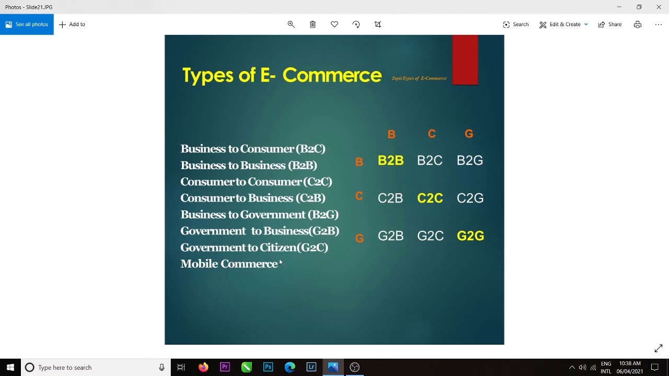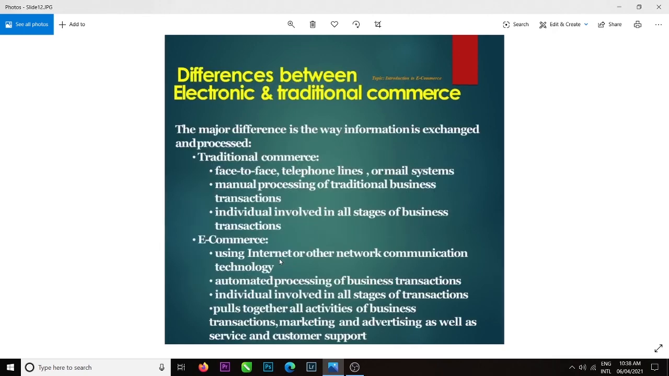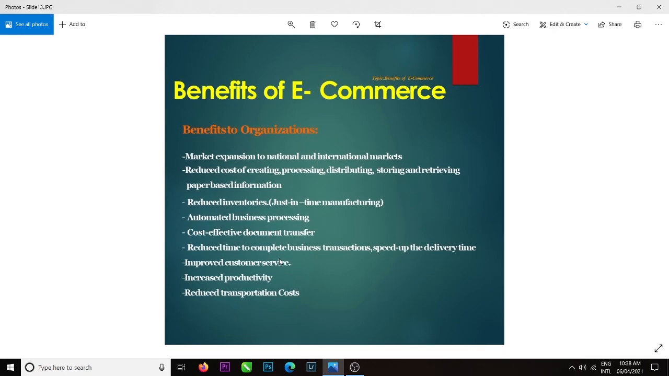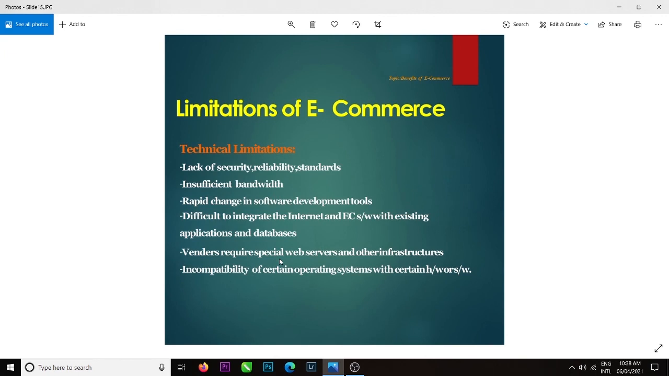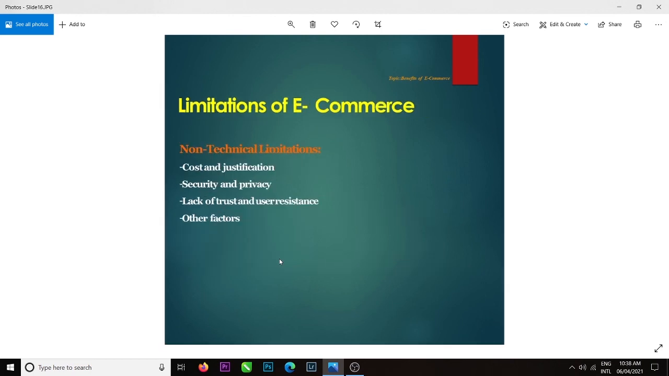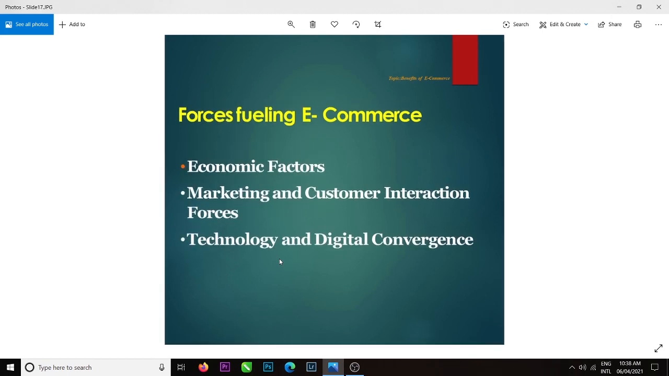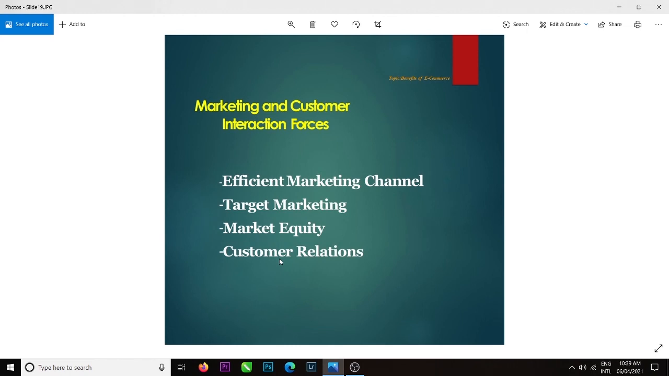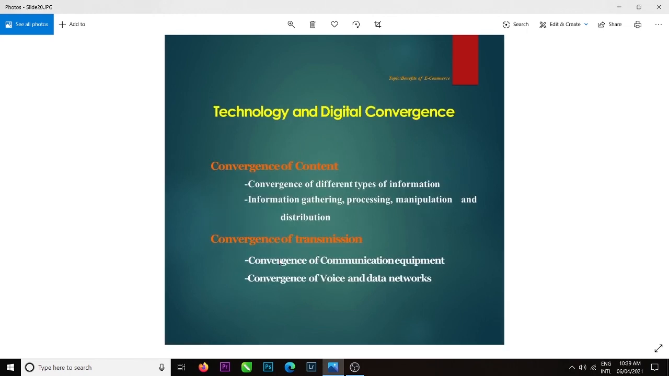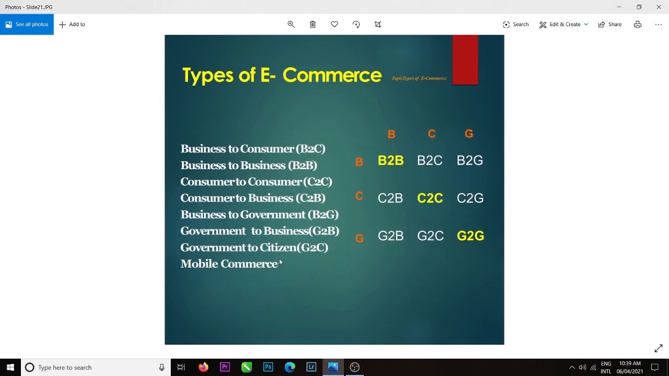Okay, students, please go through what we learned earlier. Look at the advantages to the companies, advantages to the consumers with e-commerce, and limitations of e-commerce. The main limitations of e-commerce are security, reliability, and standards. Economic factors, cost factors, marketing and consumer interaction forces help to shift from traditional commerce to e-commerce.